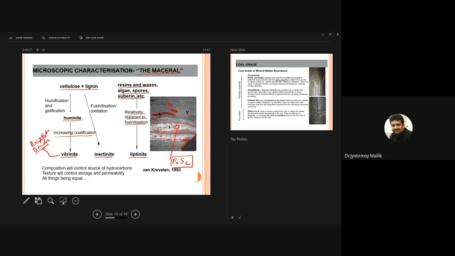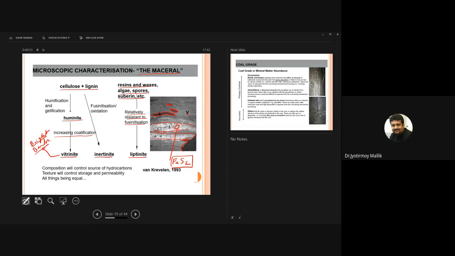So these vitrinite, inertinite, and liptinite are present in different percentages in different coals, and they are primarily called macerals in a coal. Composition will control the source of hydrocarbon texture. The source of hydrocarbon texture will control the storage and permeability, all things being equal. We'll come to this point later on.